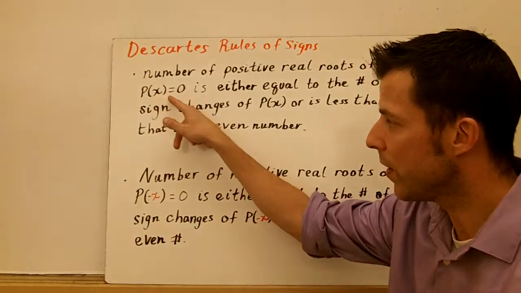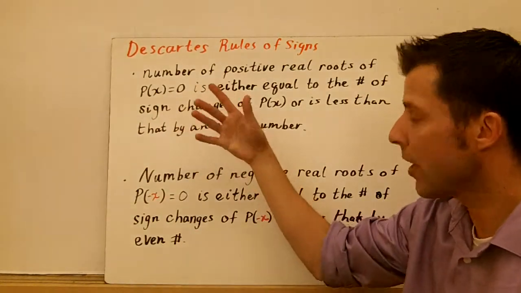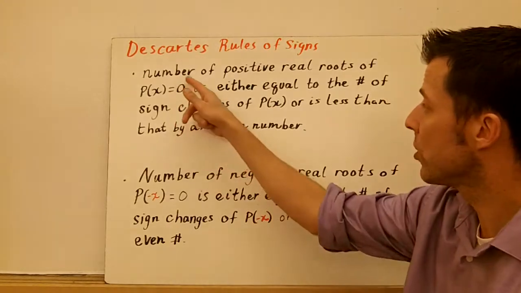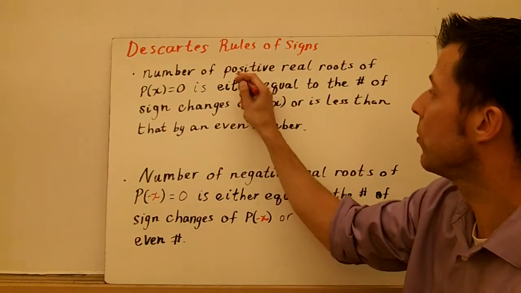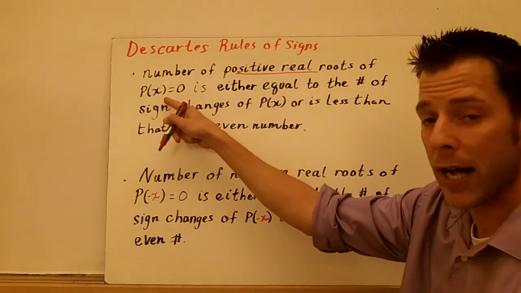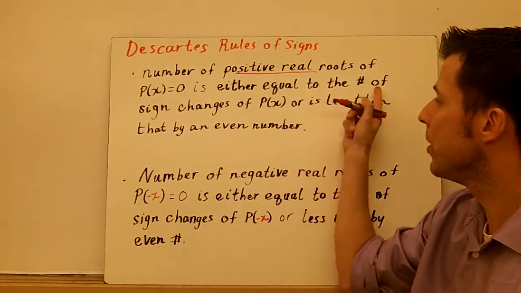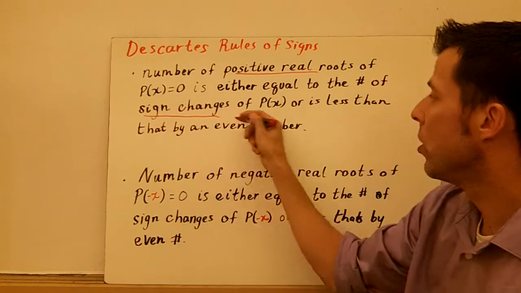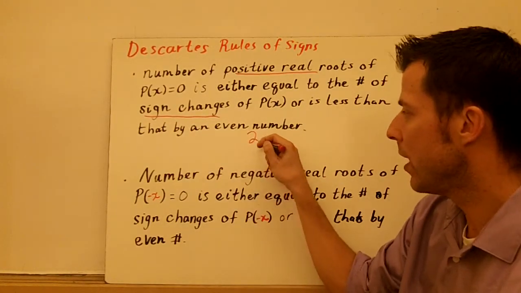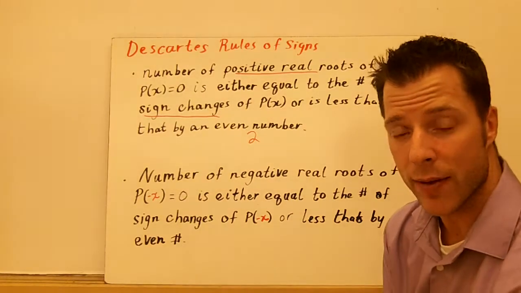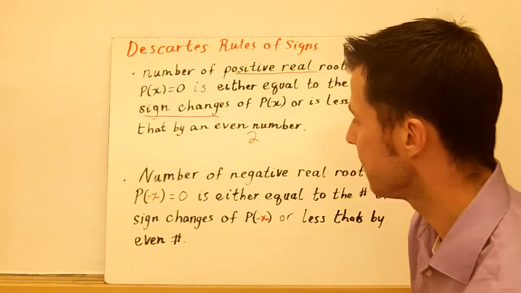If you look at your function p of x and you count the number of sign changes. Okay, so the number of positive real roots, and that's key here, the positive real roots of a polynomial is either equal to the number of sign changes or is less than that by an even number. I always use 2 as an even number.